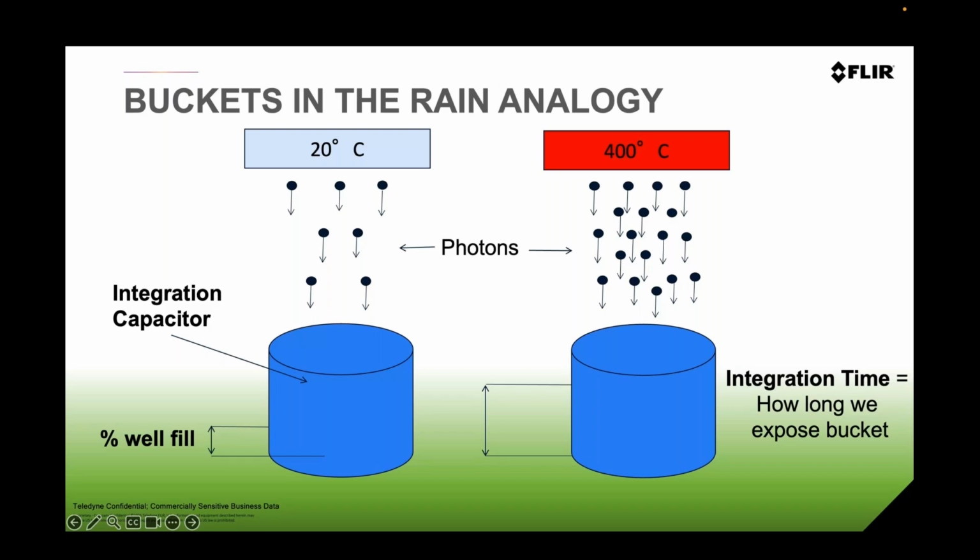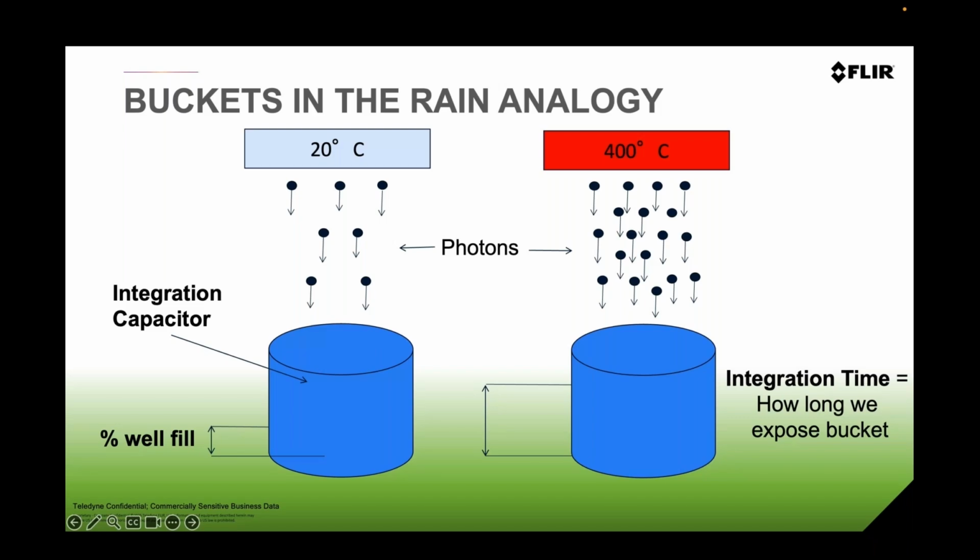So in a cold scene on the left, 20C, you'll see there are fewer photons produced, filling the bucket at a slower rate. But in a hot scene on the right, 400C, many photons are produced. So on the left, we have a light sprinkle, and on the right, we have a heavy thunderstorm, which means the bucket is filled more rapidly when the temperature is higher. So when we read the detector, we would take the amount of rain photons collected at that point and produce our image. So the next term here is well fill.